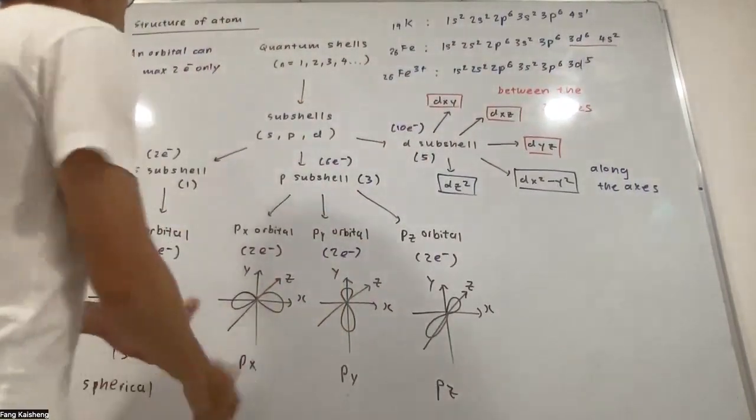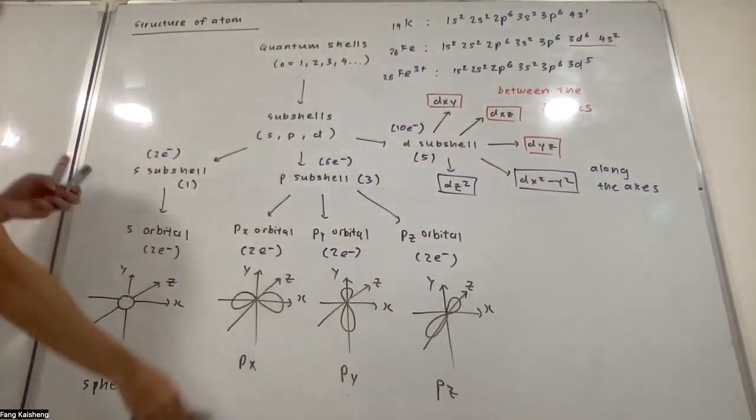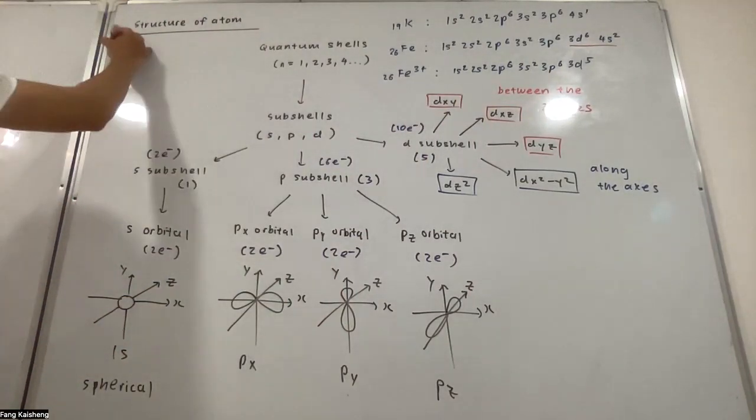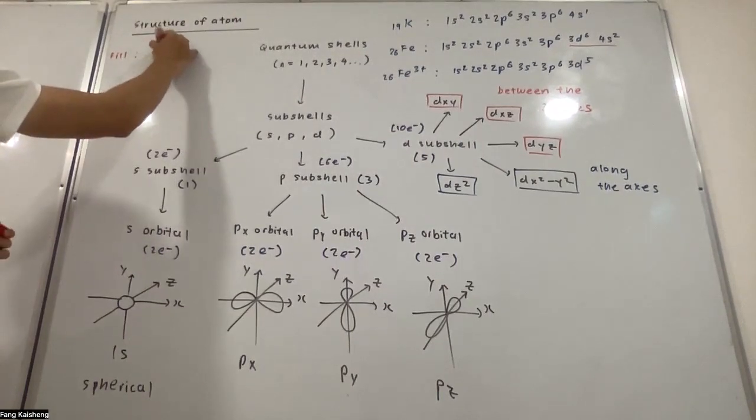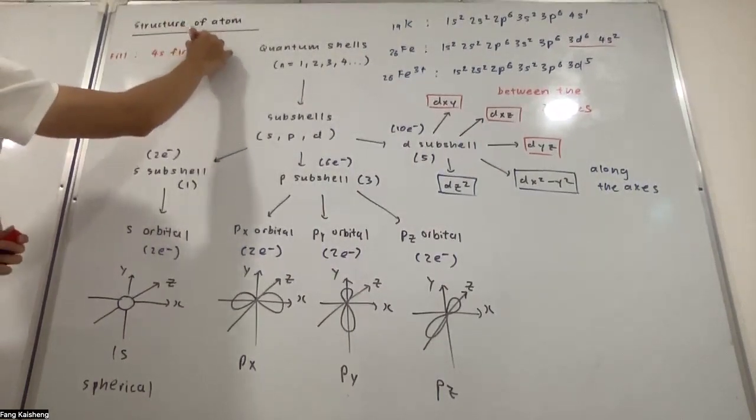So what exactly is the rule here? On the left-hand side here, let's take a look. To summarize, if you want to fill up the electrons, you must fill in 4s first, then 3d.